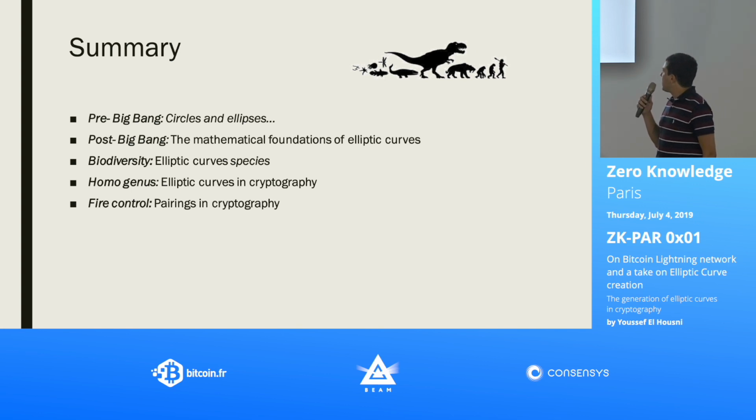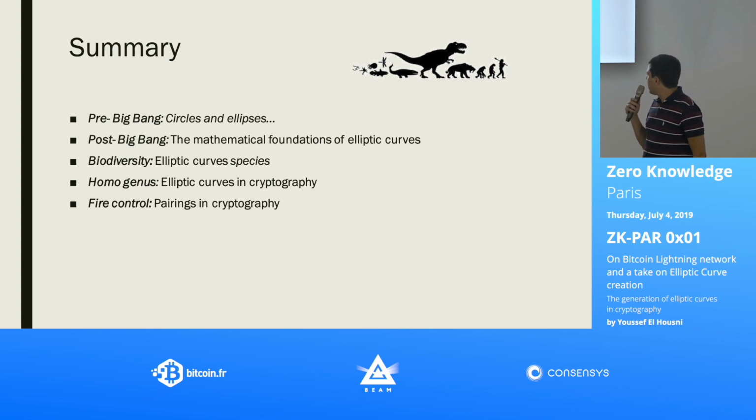Then post Big Bang, the mathematical foundations. Then biodiversity: is there only one elliptic curve or many? Biodiversity in which sense? What I call the homogeneous is this specific species, elliptic curves in cryptography.